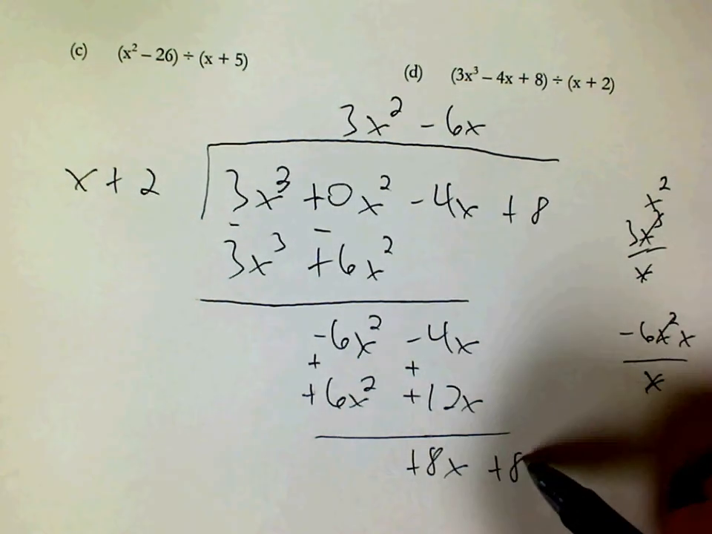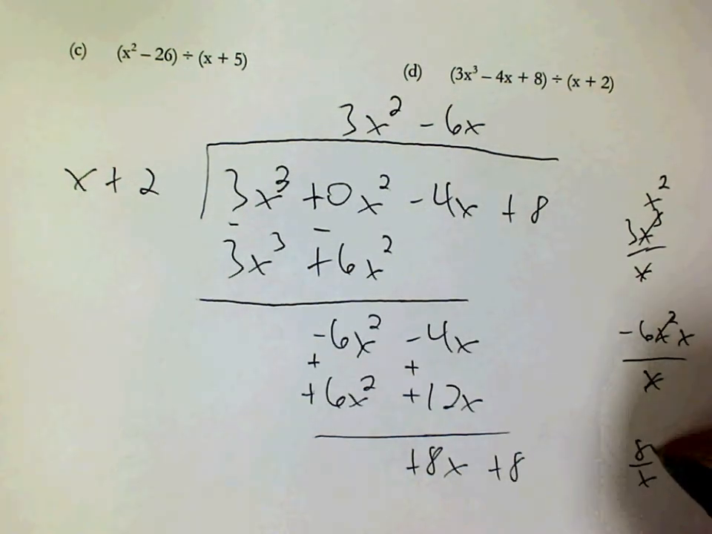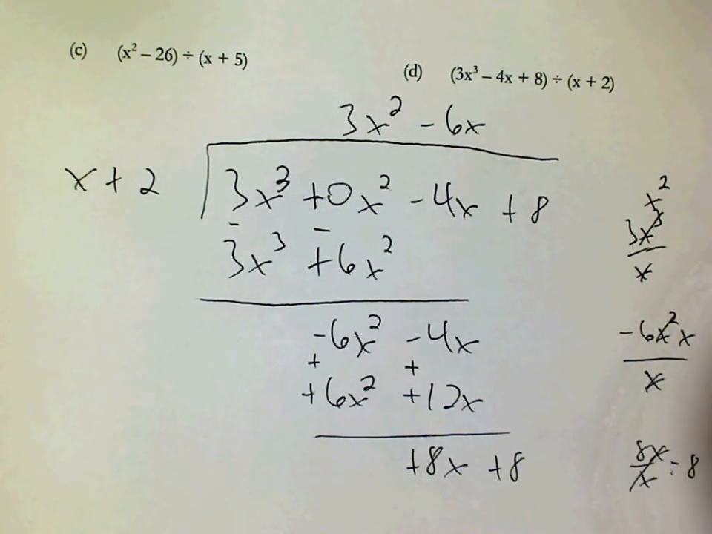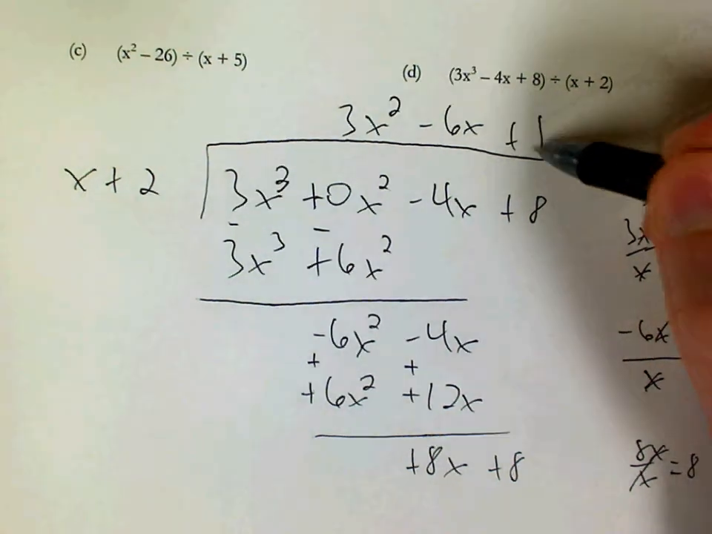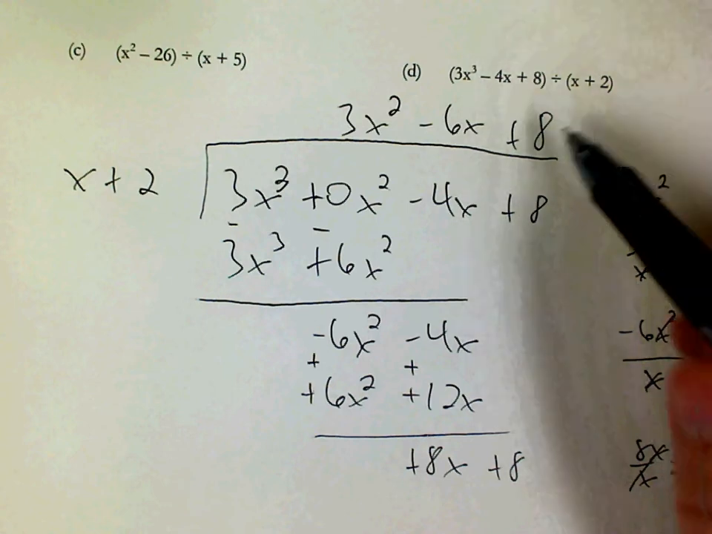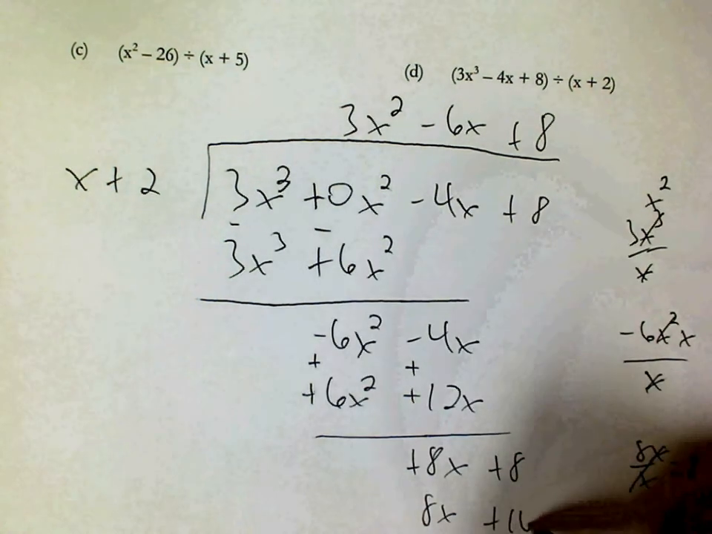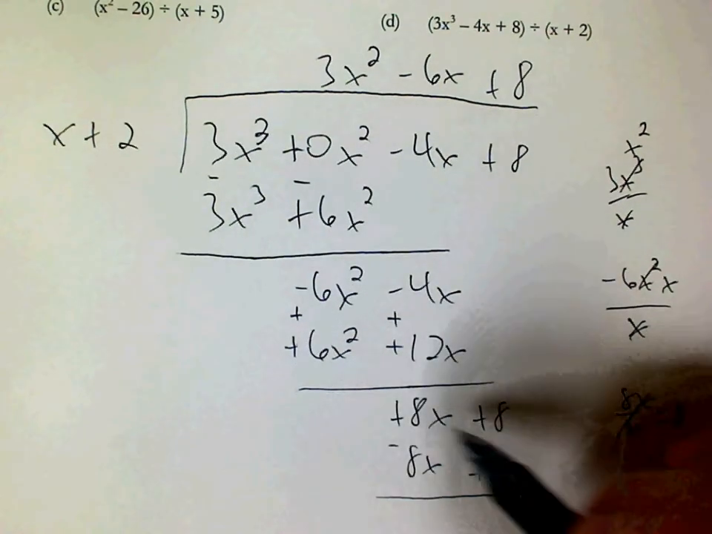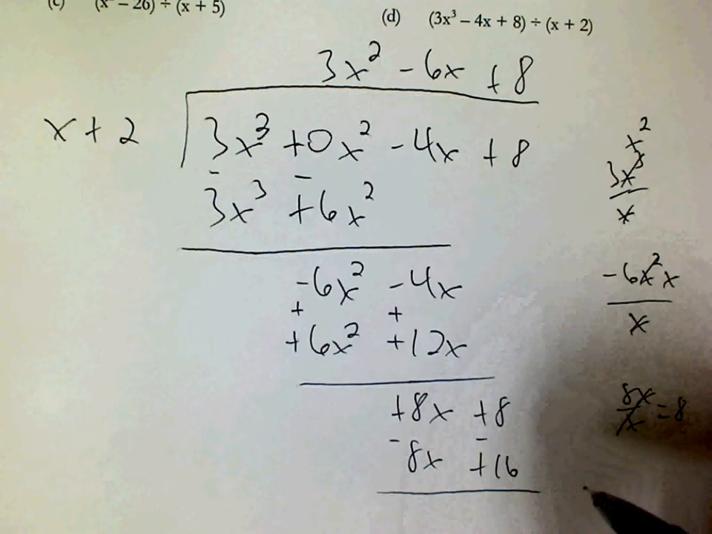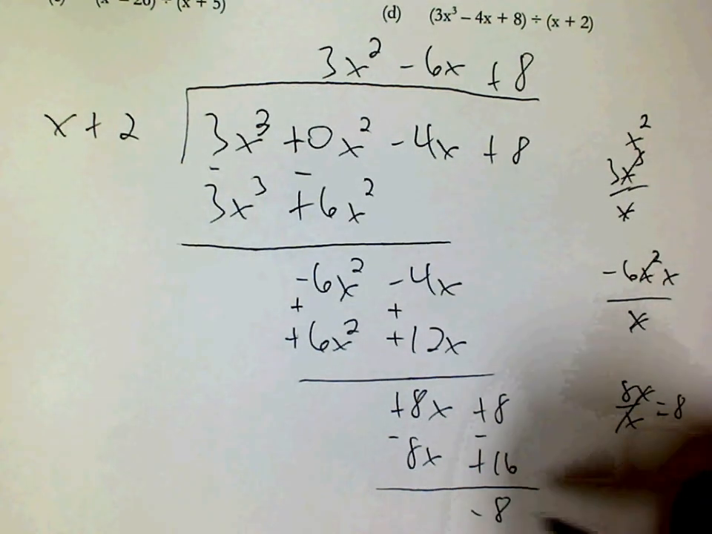And we're going to divide again. X into 8x. Those x's cancel and it leaves the 8. That's what I put up here. And it is a positive 8. Distribute again. 8 times x is 8x. 8 times 2 is positive 16. Subtract. 8x minus 8x is 0x, which is what we wanted. 8 minus 16 is negative 8.